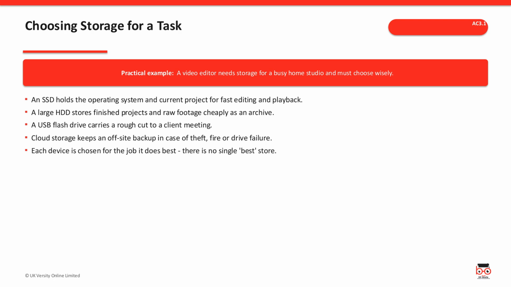A USB flash drive carries a rough cut along to a client meeting, and cloud storage keeps an off-site backup safe in case of theft, fire, or a drive simply dying. Each device is picked for the one thing it does best. There's no single perfect store.